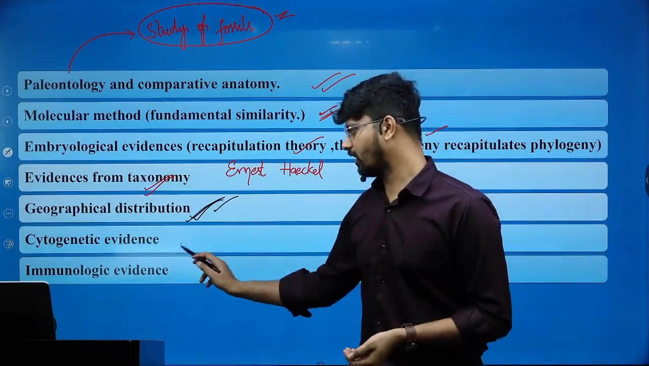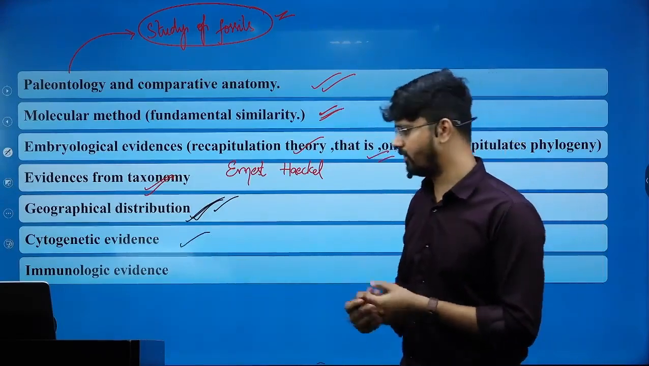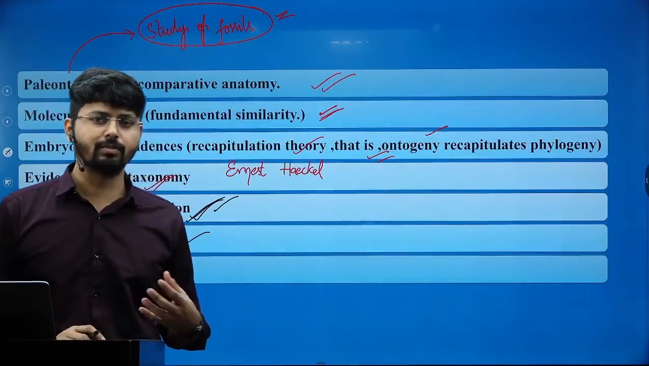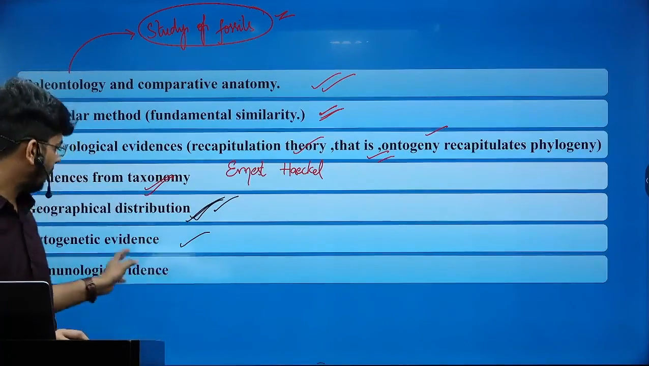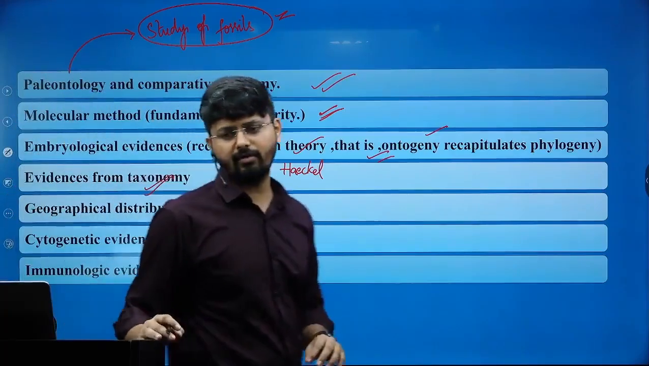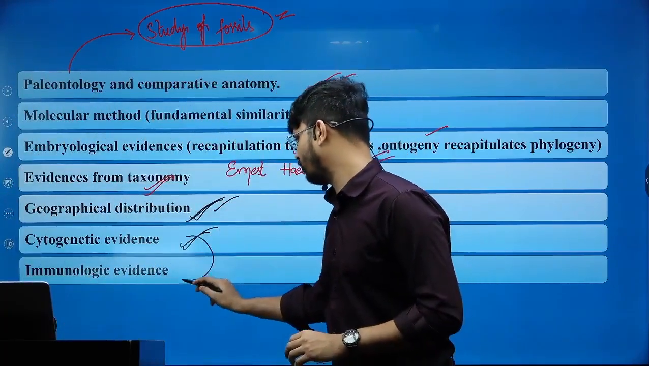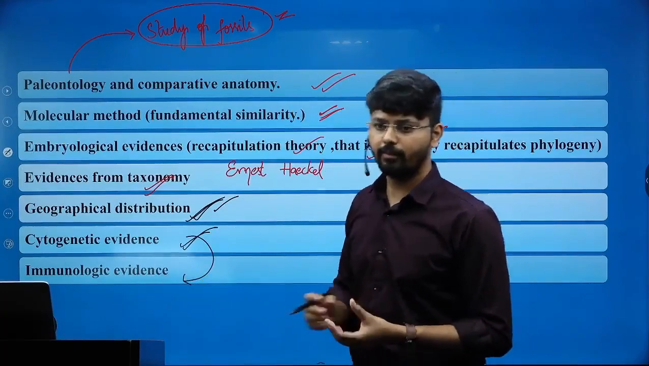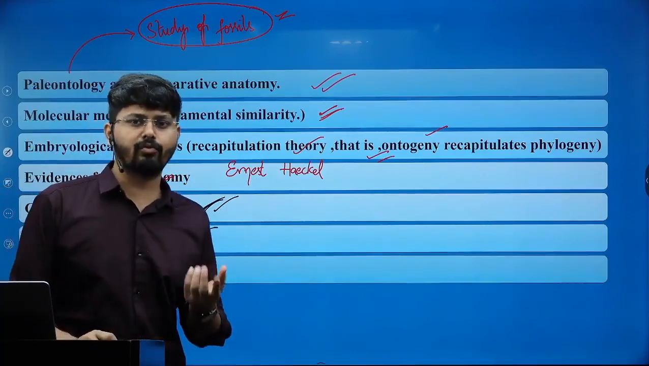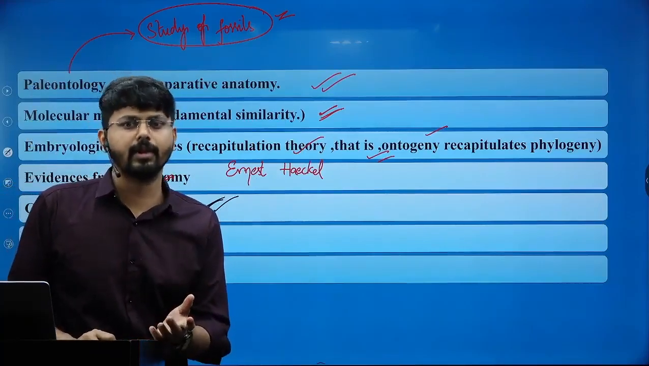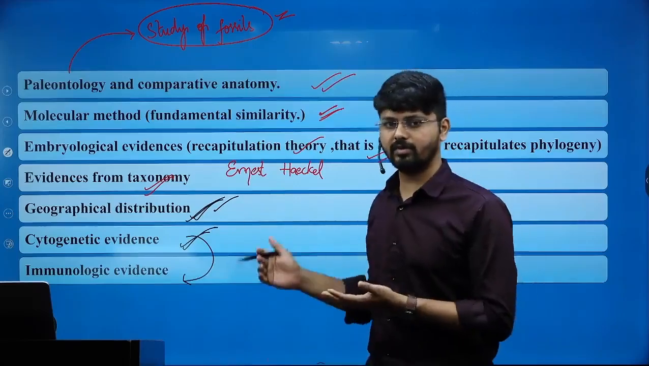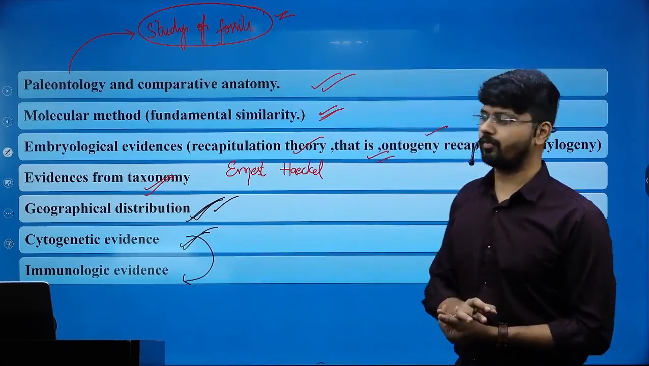Okay, next coming to the cytogenetic evidences. Cytogenetic evidences involve studying the cell, DNA, chromosomes and the molecules within them. Through that comparison you can get evidences, and within cytogenetic evidences you have one more thing, that is immunologic evidence. Immunologic evidences involve studying the immune system, what the immune factors are, and how immunity is provided. You will be able to understand all these things in a better manner once we are done with all the chapters of the syllabus.